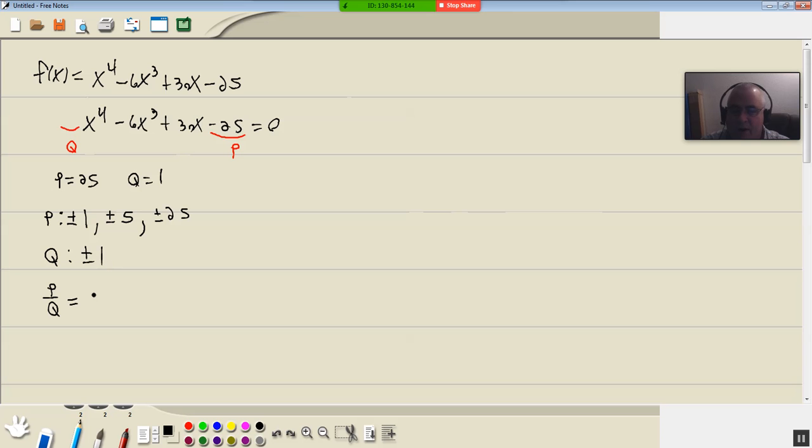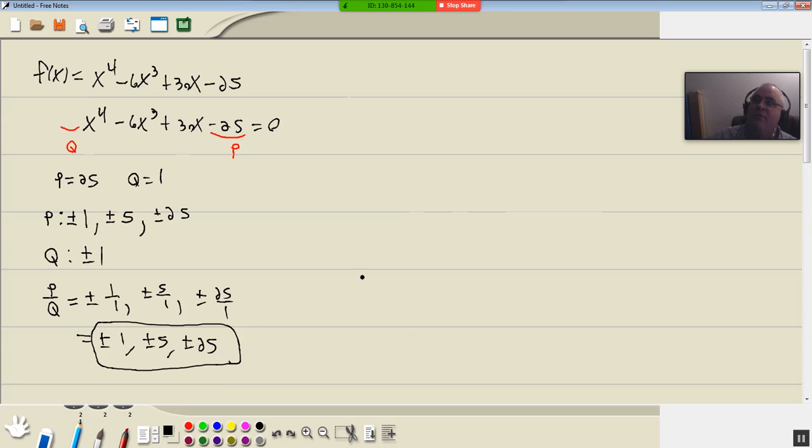So I'll put 1 over 1. And I'll put a plus or minus in front of it to count any possibilities of signs. I'll put 5 over 1. And I'll put 25 over 1. And 1 over 1's 1, 5 over 1's 5, and 25 over 1 is 25. So these are all our possible rational zeros.